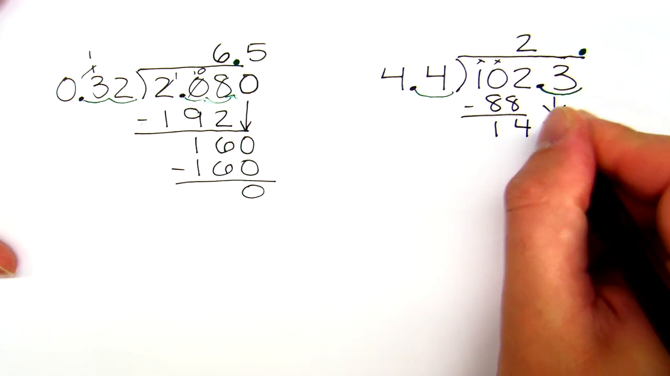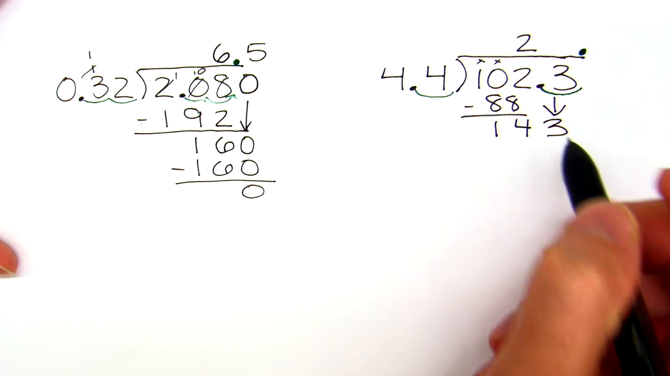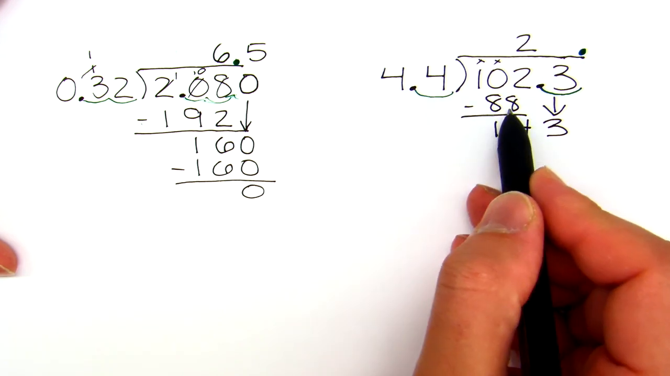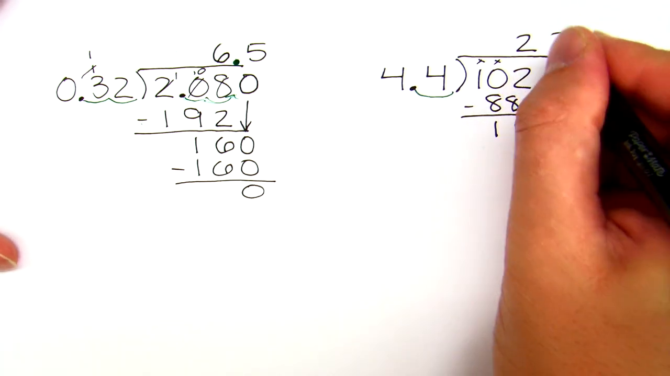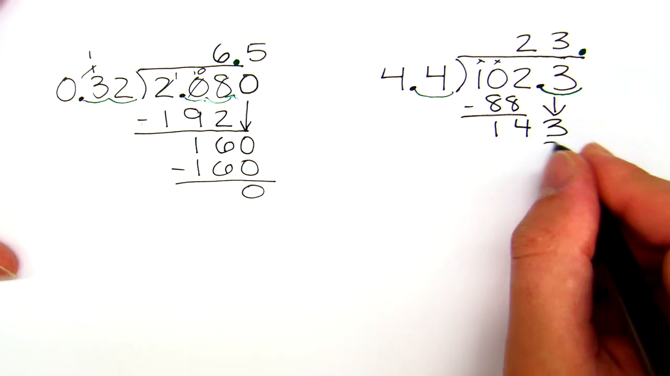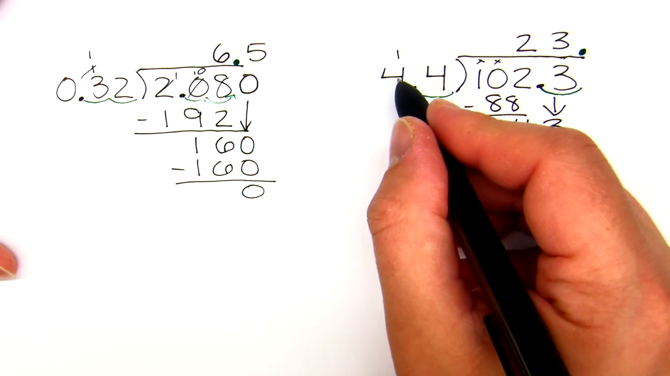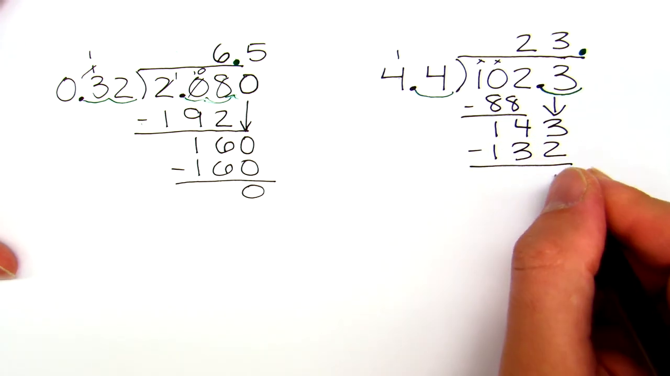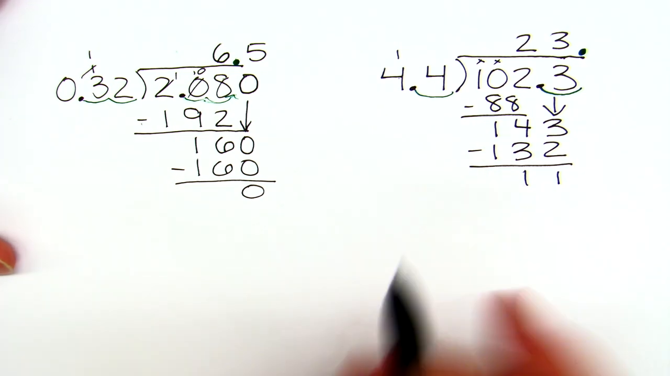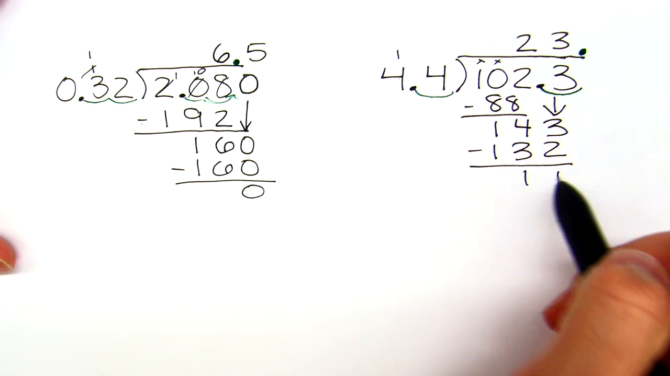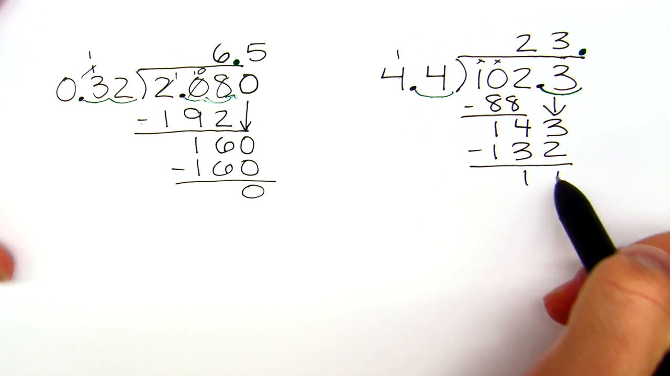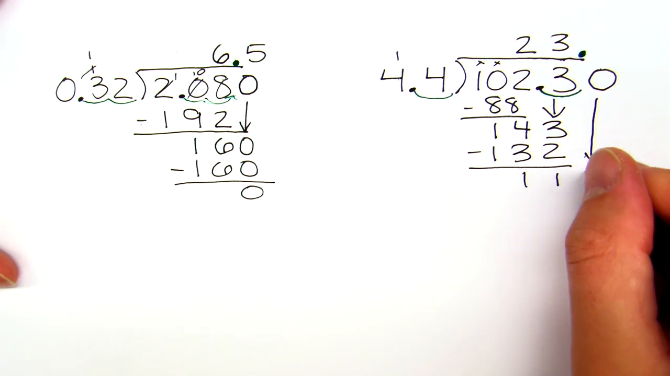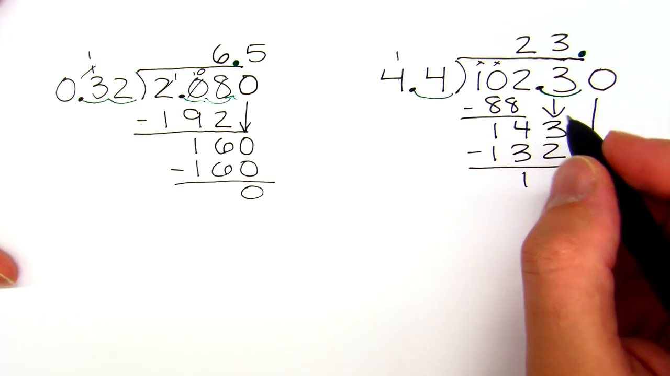We're gonna bring this 3 down. How many times can 44 go into 143? Well, twice was 88. I think we can go one more time, so let's try 3. 3 times 4 is 12. 1 goes up. 3 times 4 is 12, plus 1 is 13. So we got pretty close, right? Within 11. But you can see, since this is a decimal, we don't really want a remainder, right? How do we get rid of remainders? We just simply add a 0 and bring it down, and we're gonna keep dividing, okay?